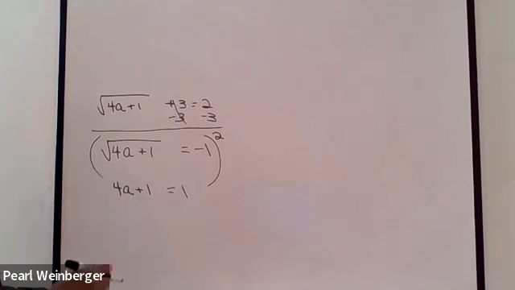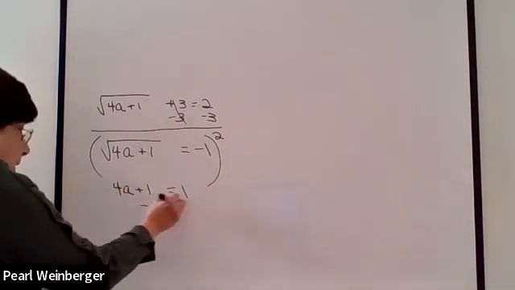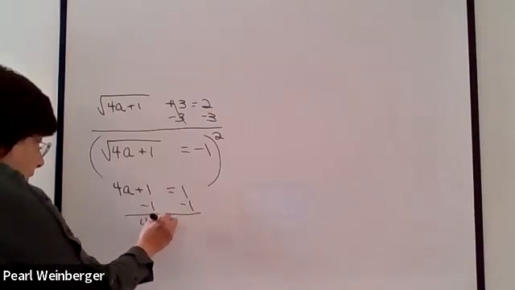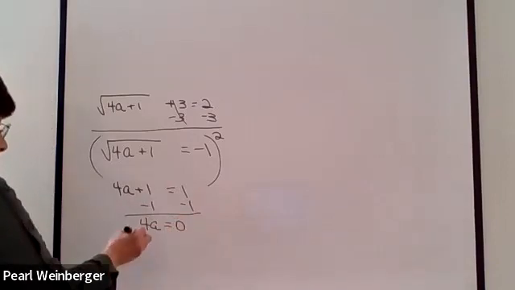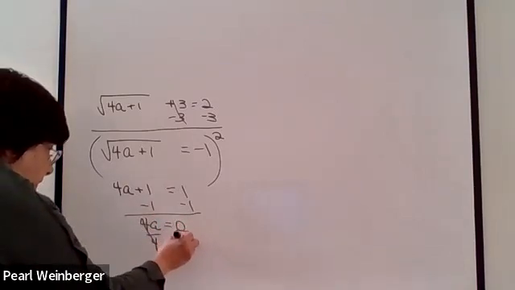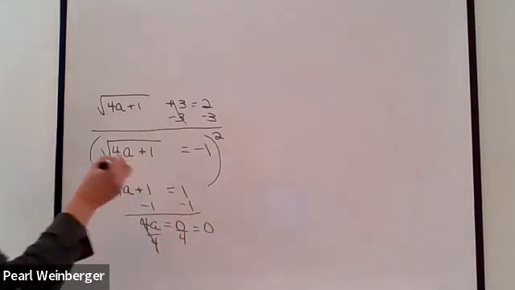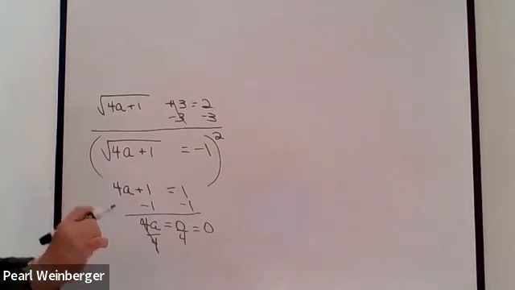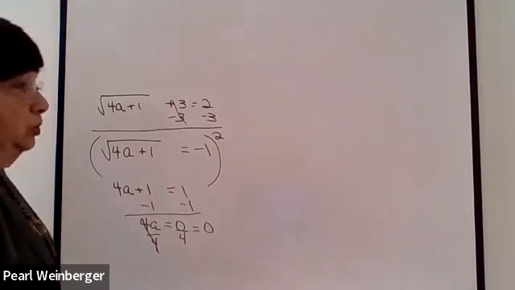Okay. Now we can finish this. I'm going to subtract 1 from both sides. That'll give me 4a equals 0. And if I divide both sides by 4, 0 divided by 4 is 0. Now, 0 is a good answer. Don't think that because the answer is 0 that you have to throw it out. But what we must do is go back to our original equation and try and check.